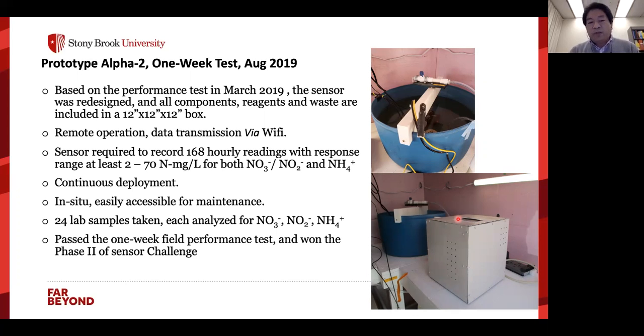The response range is from 2 to 70, from low to high nitrate and ammonium response. It's required to be continuously deployed in the water. You cannot remove the water or remove the inlet and outlet from the water. It should be in-situ and easily accessible for maintenance. In this one week test, 24 lab samples were taken, and each was analyzed for nitrate, nitrite, and ammonium and compared with the sensor data. I can show the data later. I'll just say our sensors functioned very well in this one week test. We passed the one week field performance test and won phase 2 of the sensor challenge.